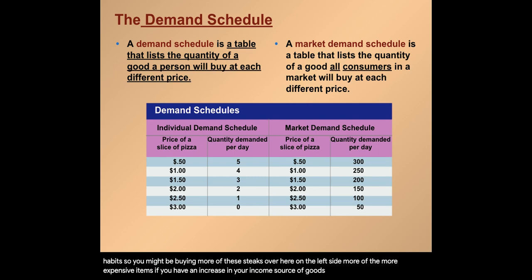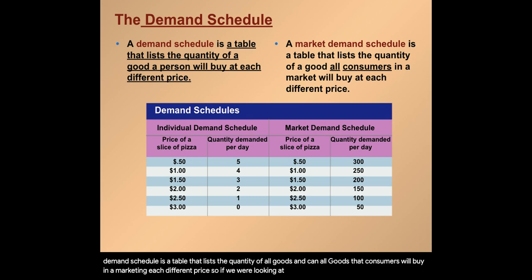Producers of goods create a demand schedule. This is a table that lists the quantity of a good a person will buy at each different price. They create this schedule to try to determine how many products they want to create and what their profit margin will be. A market demand schedule is a table that lists the quantity of all goods that consumers will buy in a market at each different price.